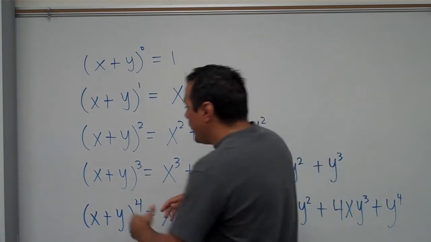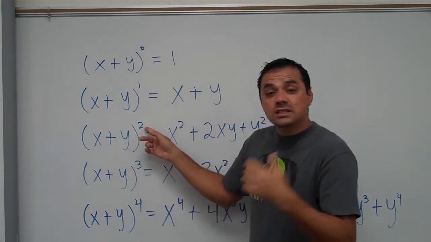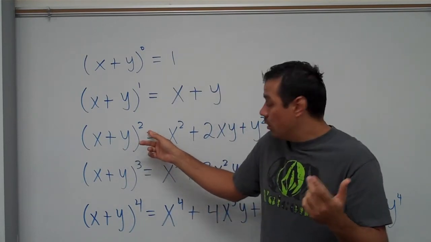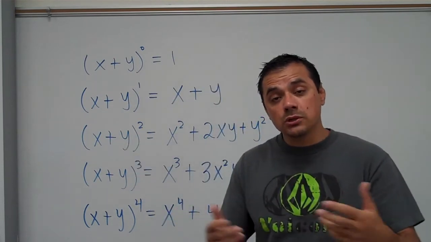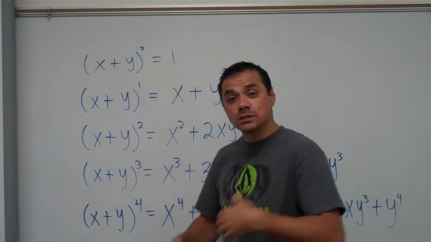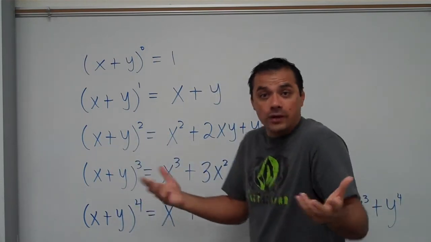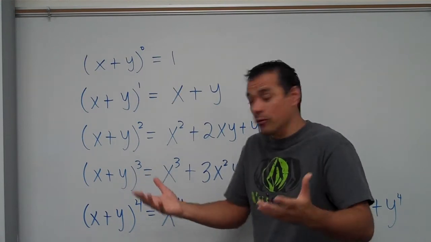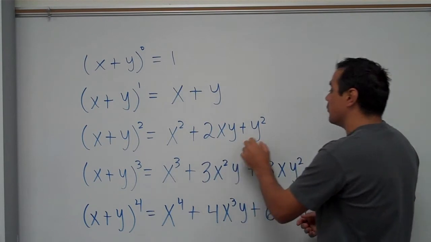Now, what if you raise the same binomial to the second power? That means x plus y times x plus y. We use FOIL, and we get the expanded form, which ends up being x squared plus 2xy plus y squared.